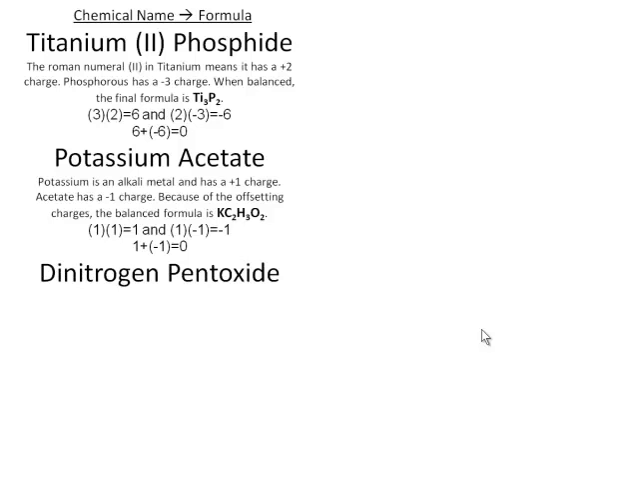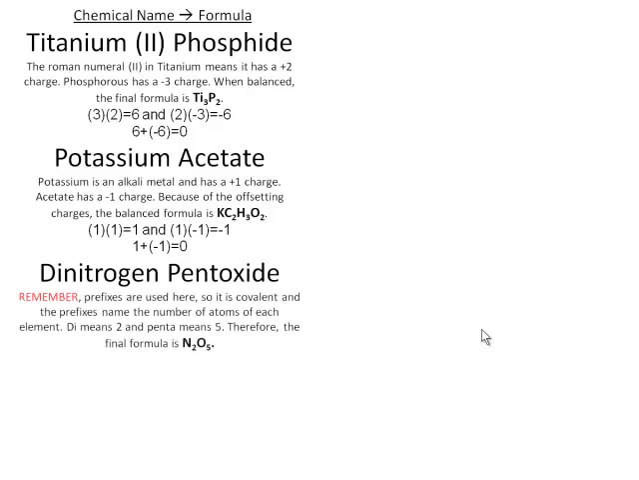Our next example is dinitrogen pentoxide. Remember, the prefixes are being used here, meaning it is covalent. That means one of our 10 prefixes must be used to name the number of atoms in each element. Di means 2, and penta means 5. Therefore, since the di is with the nitrogen and the penta is with the oxygen, the final formula is N2O5.